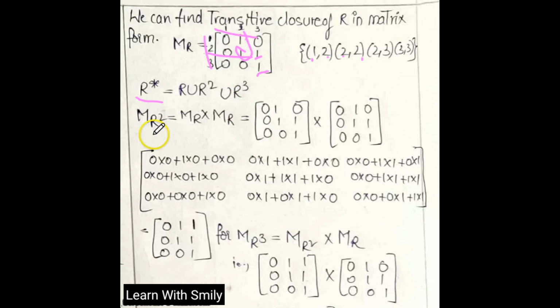Now coming to this MR square. First we have already MR, right? So now we have to find MR square, that is the multiplication of MR into MR. So we will perform this multiplication. I really hope that you have a quick idea about matrix multiplication, right? So this row into this column, again this row into this column, we have to multiply each row with every column, and we will perform this multiplication.